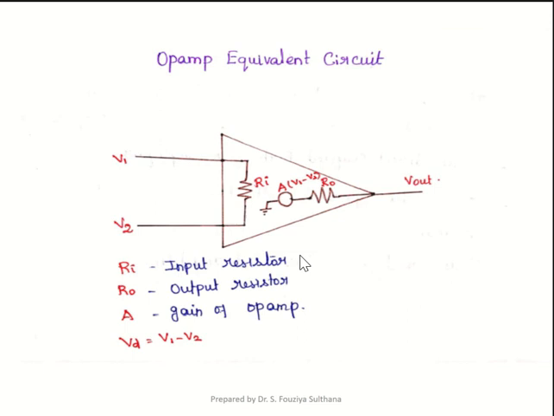This is the internal structure of op-amp. It has an input section and an output section. The input section consists of inverting and non-inverting inputs and the input resistor. The output section consists of a voltage controlled voltage source and the output resistor. The value of this source is a function of the differential input voltage, that is V1 minus V2, usually represented as Vd, and the voltage gain represented as A.